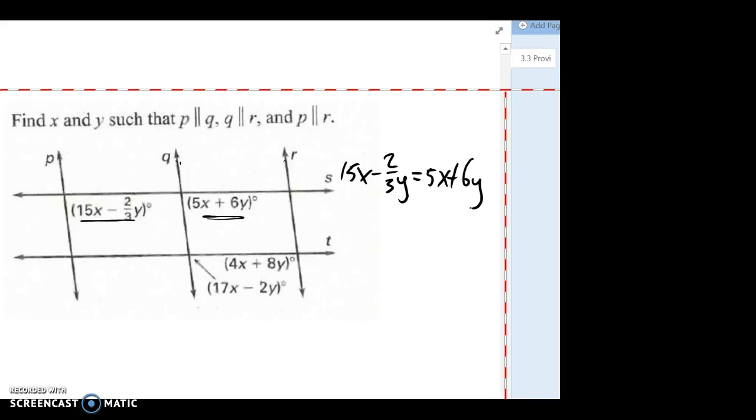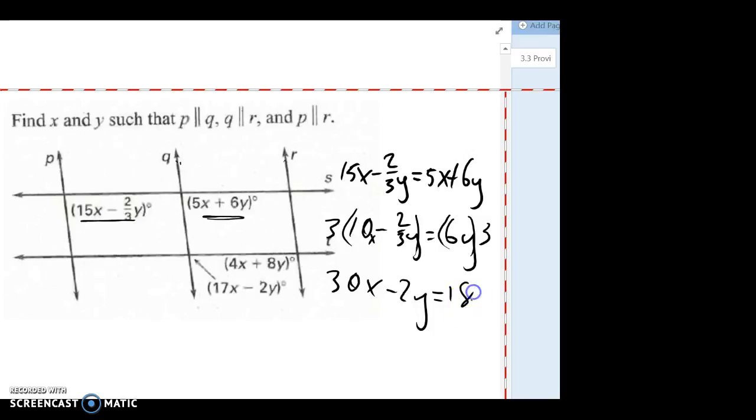So I'm going to simplify this and get it down to just one term with x and one term with y. It's totally up to you how you want to do that, but first I'm going to subtract 5x from both sides, so I get 10x minus 2/3 y equals 6y. You could add the 2/3 y to the other side and make a common denominator, that's fine. Or you can multiply both sides by 3. That gets rid of the fraction, so I don't have to deal with it. So I have 30x minus 2y equals 18y.